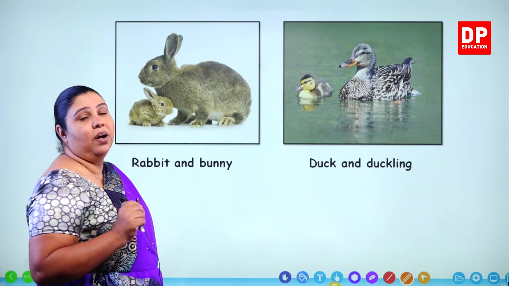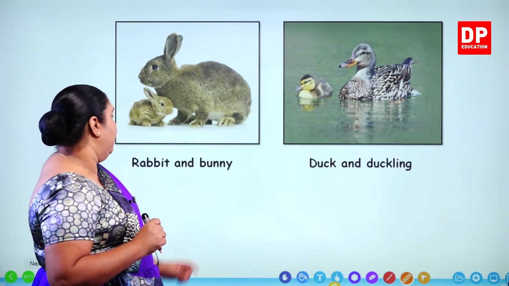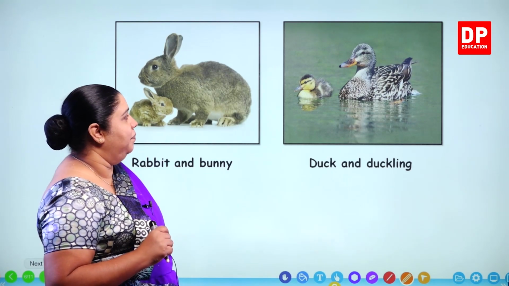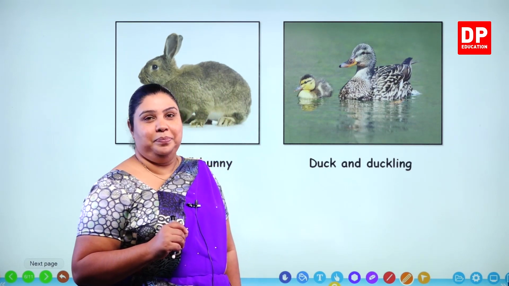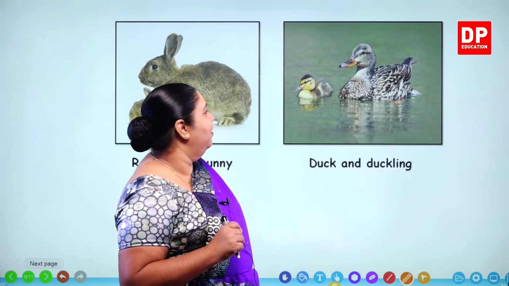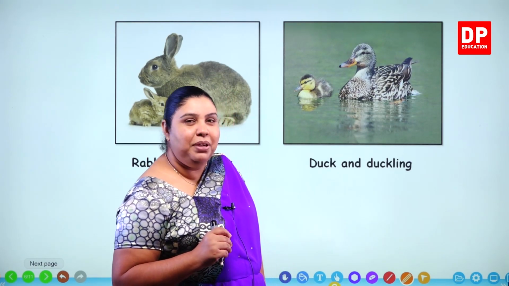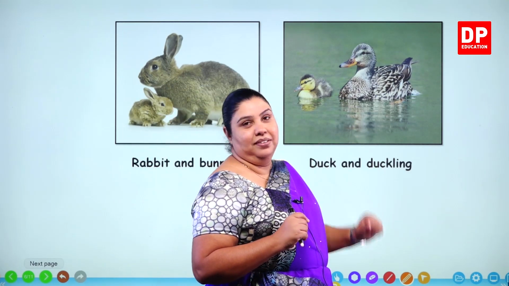You have to write it down and study the words. You have to learn the spellings to write. So rabbit and bunny, right? You can see the picture. Then the next one, we have the duck. Yeah, you can see the mother duck along with a cute little baby duck. What do we call the baby duck? We call the baby duck duckling.